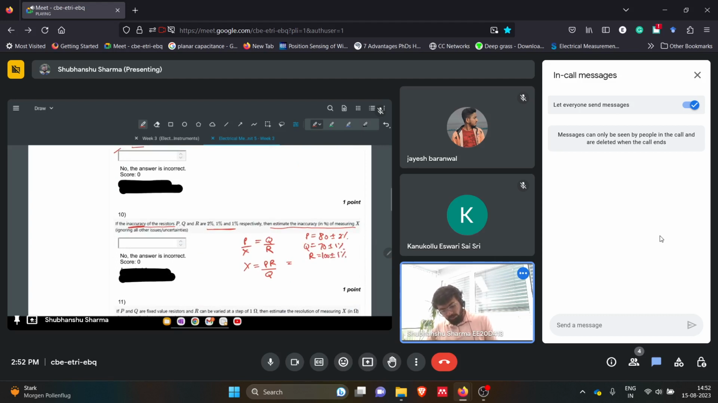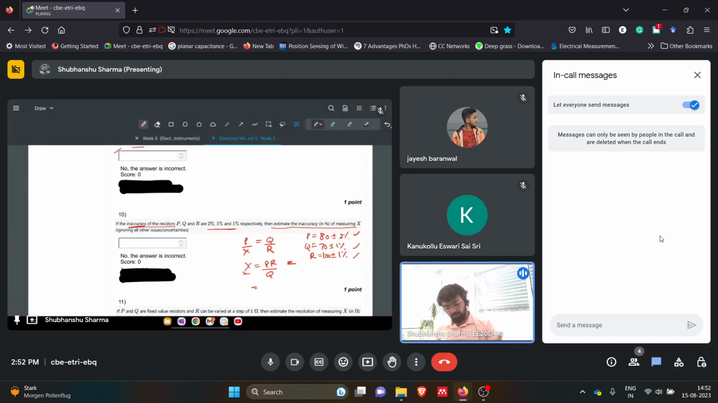Q is 70 plus minus 1%, and R is 100 plus minus 1%. If we just go for the maximum values and minimum values and do the combination, we can get all the possible outcomes of X, then get the maximum and minimum values of X, and say based on the percentage calculated from that how much inaccuracy there will be. That is one method, that is conventional, that you should know.